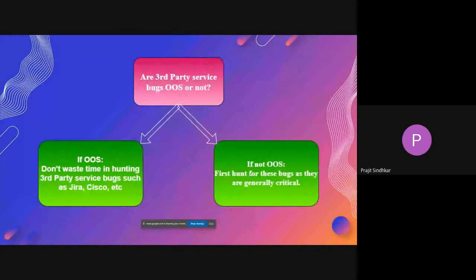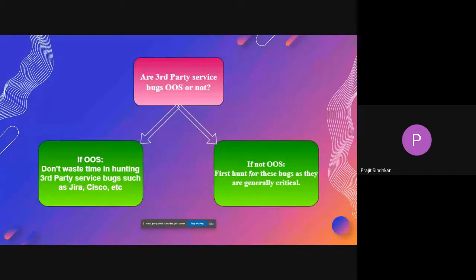Are third party service bugs out of scope or not? Okay. So third party service bugs, what are they? The ones we discussed, Jira bugs, Cisco bugs, these are all mainly third party service bugs. What is a third party service? It is just that the main target is using a certain functionality of a different service provider. Like Jira has its own Jira instance, Cisco has SSL VPN, so it is using that one.